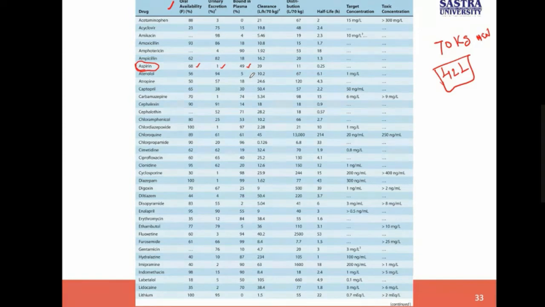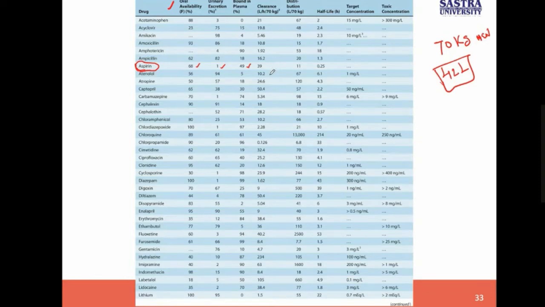Bound in plasma is 49 mg of drug molecule binds to proteins in the blood, sir. 49 percentage, not mg, right? So don't use the unit. Whatever the quantity, 49 percentage has the ability to go and bind to the plasma proteins, right?